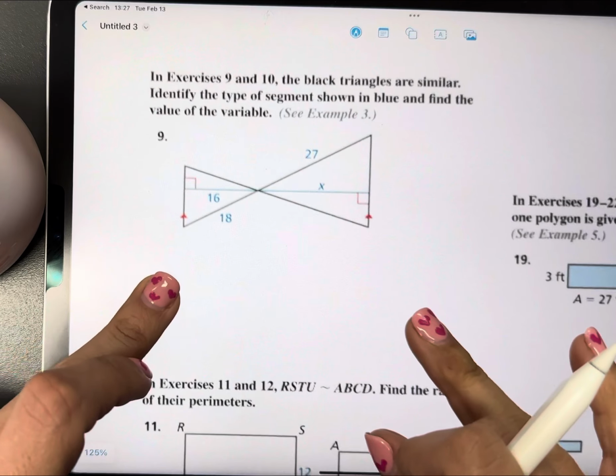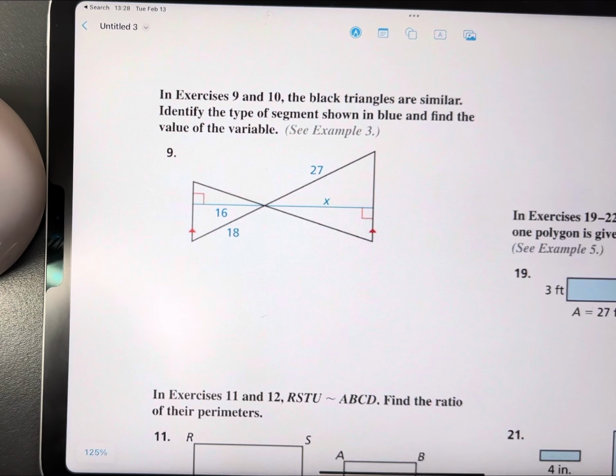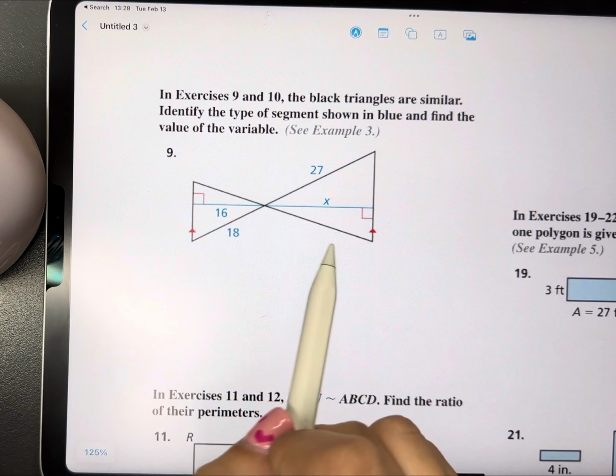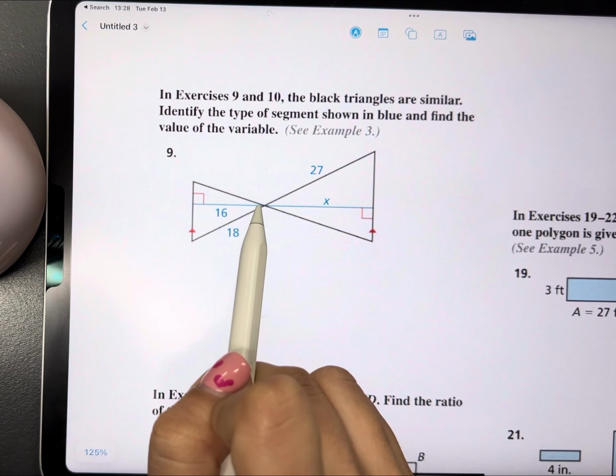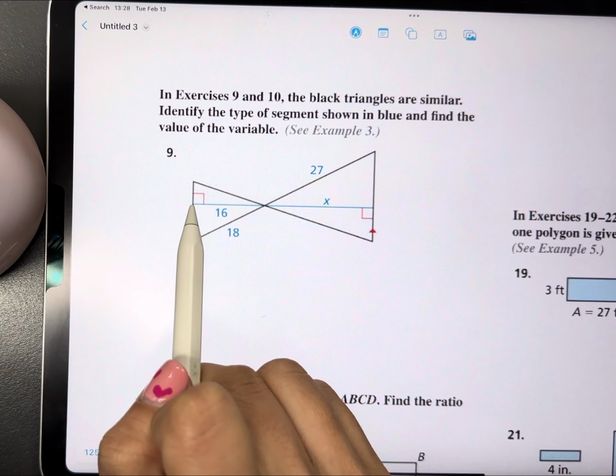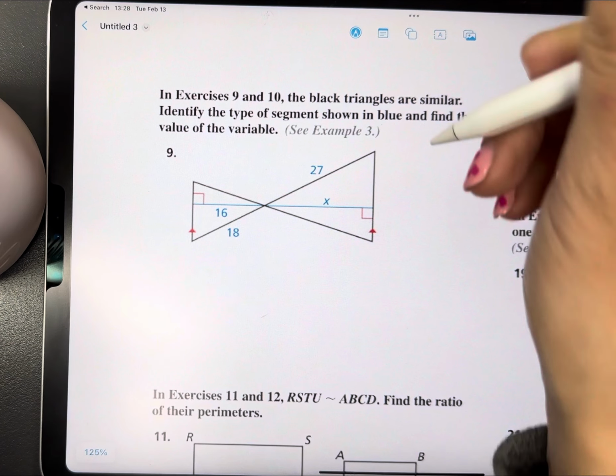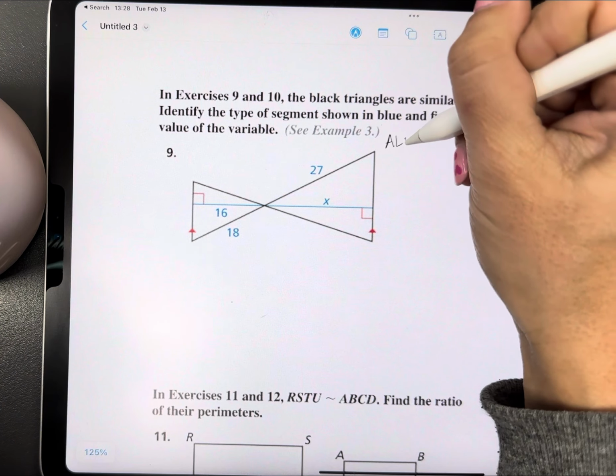Number 9 says that these black triangles are similar. Identify the type of segment shown. Find the value of the variable. So this segment right here comes out of a vertex, goes to the opposite side, and makes a 90-degree angle. That bad boy is called an altitude.